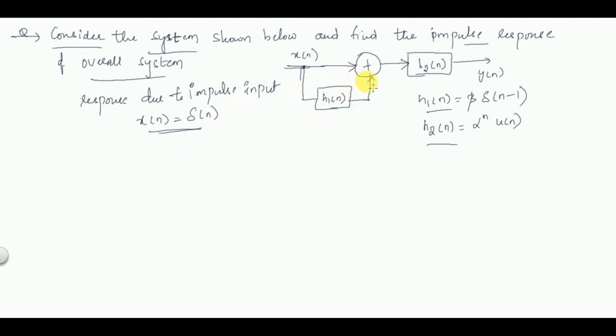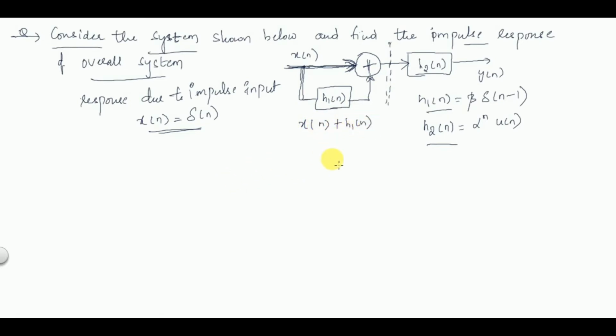If you observe here, up to here, what is the overall value? It is the sum of two elements. This is the summer circuit, for which one of the inputs is x of n directly, and the other input is h1 of n. So up to here the value is x of n plus h1 of n.